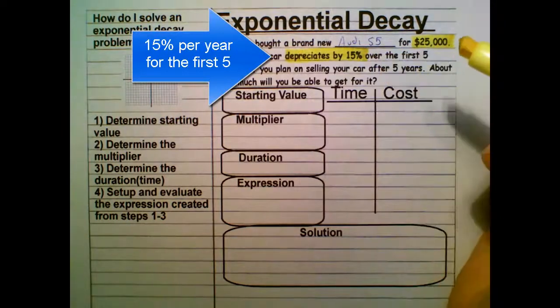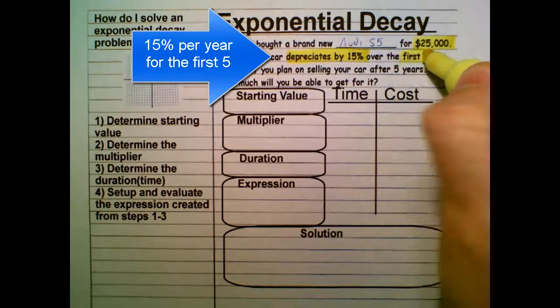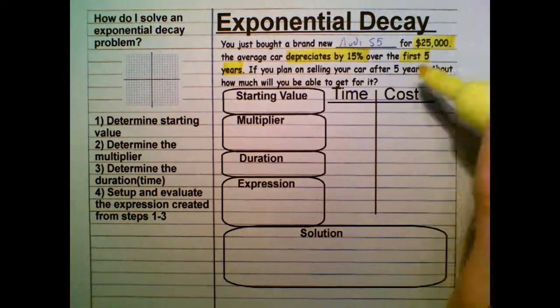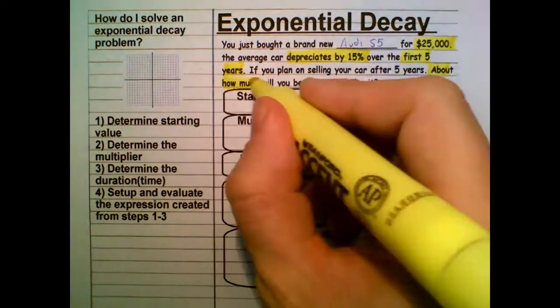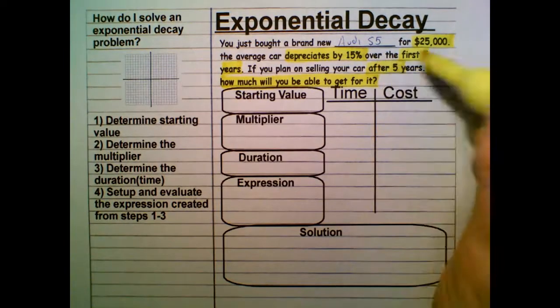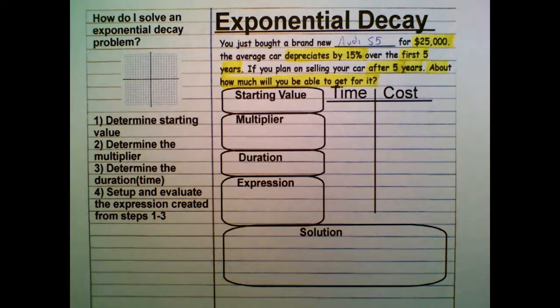You know, keyword there is depreciates. And that's over the first 5 years. If you plan on selling a car after 5 years, how much will you get for it? And then I'll just put this after 5 years. I think that's important too. Okay, so just like before, there are 4 steps to figure this problem out.